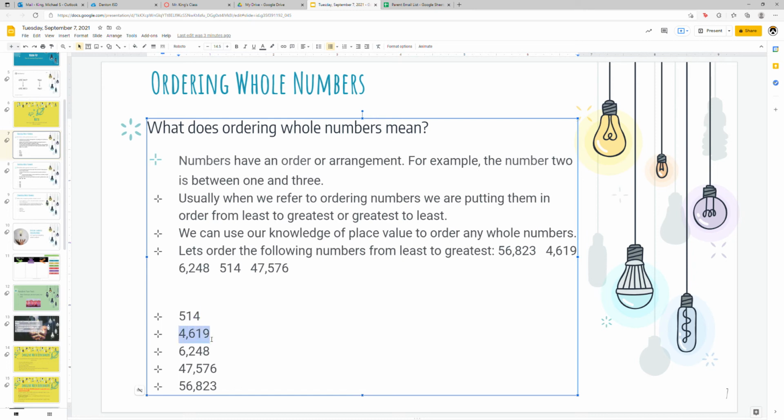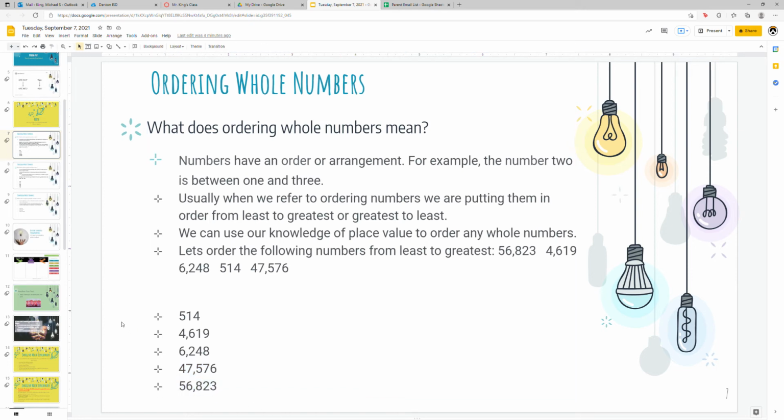Well, 4,619. Then I've got 6,248. Notice how the numbers are increasing here, right? I'm going from smallest to largest. Then I've got 47,576 and 56,823. Again, all I did was order them from the smallest number to the largest number.